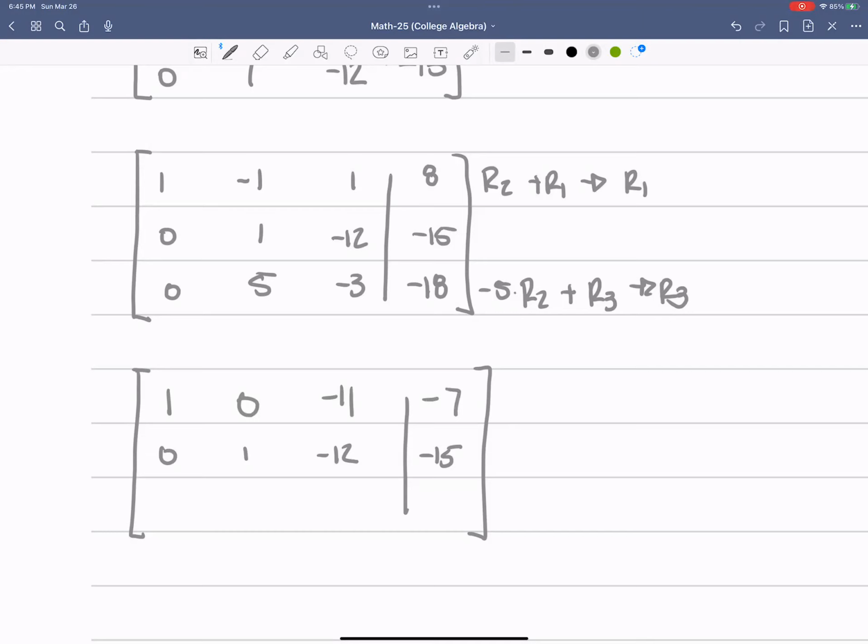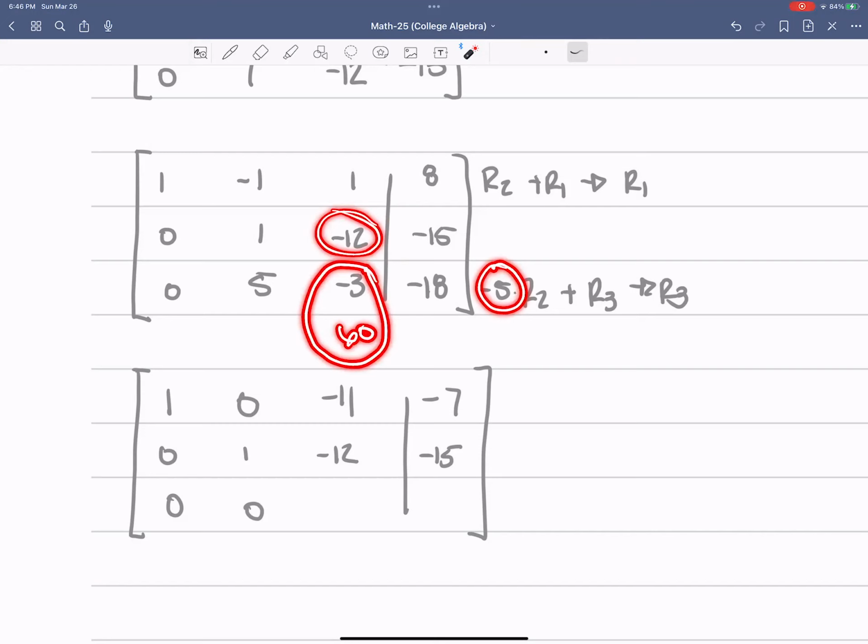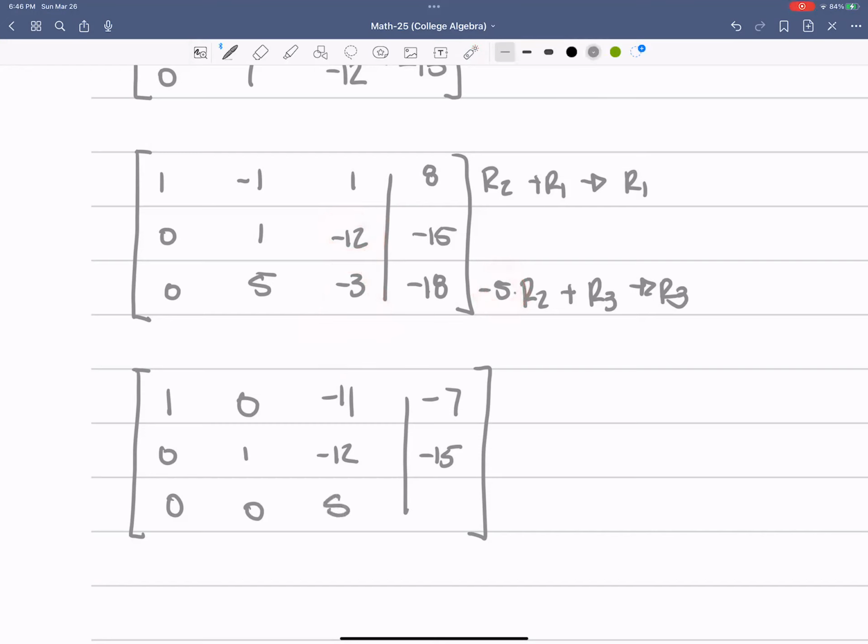And now we have some math to do for this one. So -5 times row 2. So 0 times -5 is going to be 0. 0 plus 0 is 0. Then we have 1. 1 times -5 is -5. -5 plus 5 is also 0. Next, we have -12. So -12 times -5 is going to be a positive 60. 60 minus 3 is 57. Positive 57.